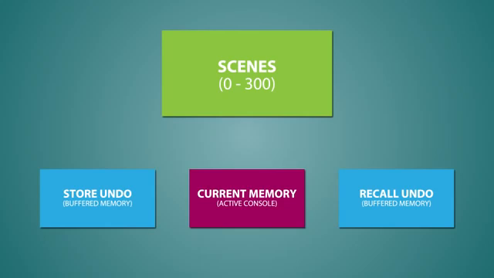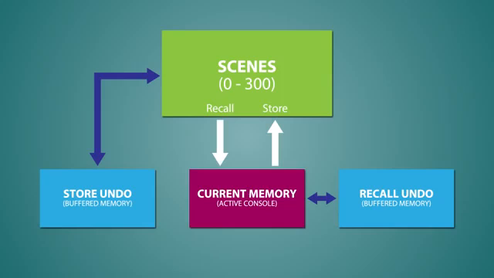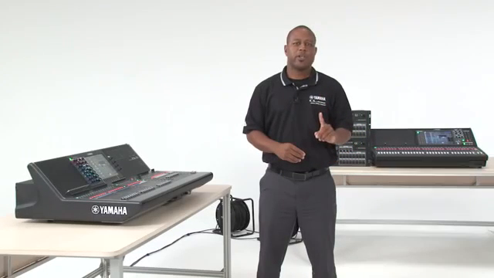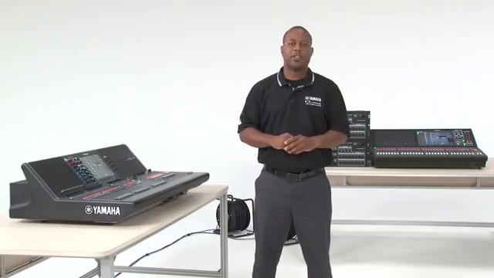When I recall a scene from the scene memory, that goes into our current memory buffer. Any changes to that scene are held there. When I recall another scene, whatever was in the current memory buffer goes into the recall undo buffer. If I take something from the current memory and I overwrite an existing scene, whatever I overwrote goes into the store undo buffer. You have one level of store undo and one level of recall undo.